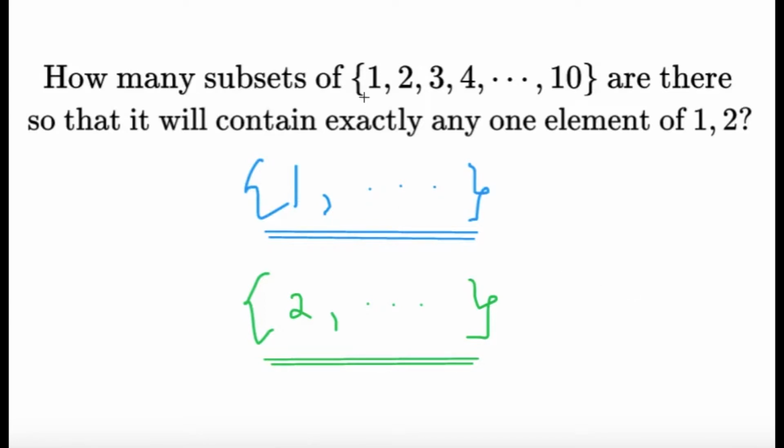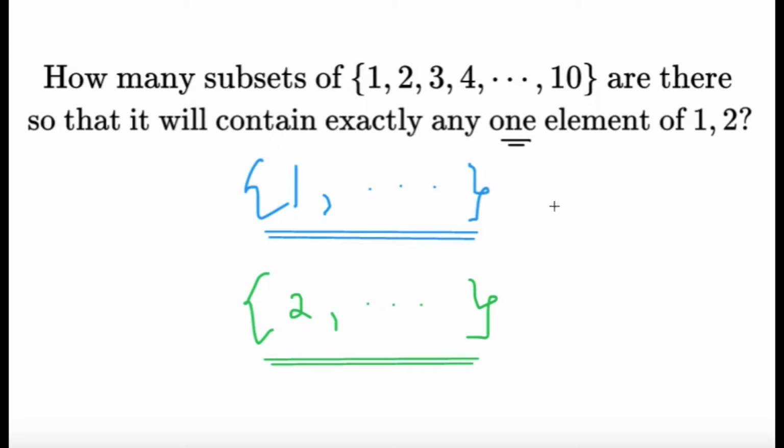How many subsets of the set containing 1, 2, 3, 4 until 10 are there so that it will contain exactly any one element of 1 and 2? As usual, pause this video if you'd like to give this item a try. But if you're done, let us dive into the solution.